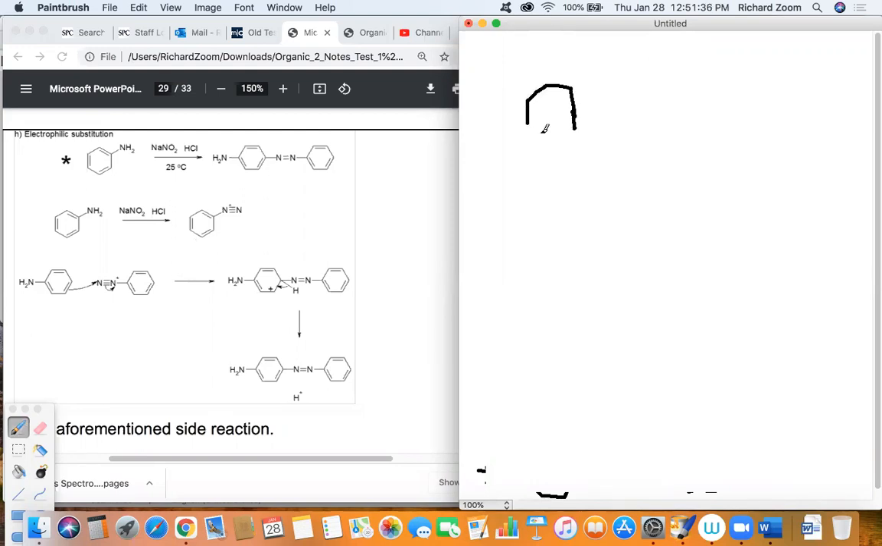All right, let's see, make sure I can get this right here. So let's say I had something like this. This is terribly drawn. I'm going to have to erase that and draw it again.